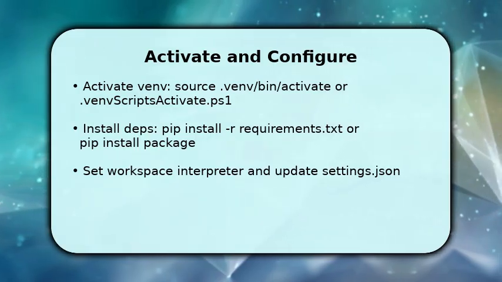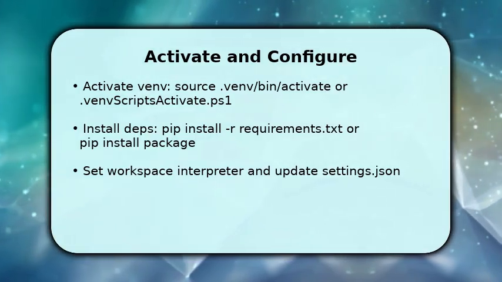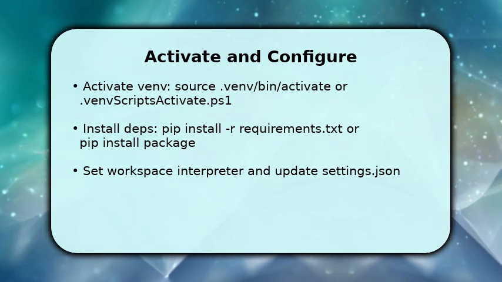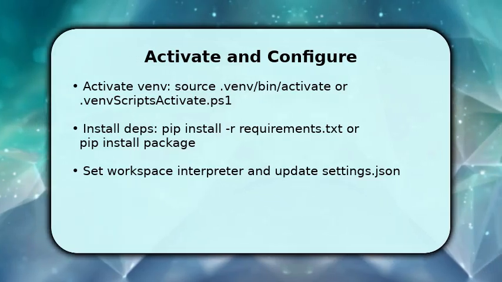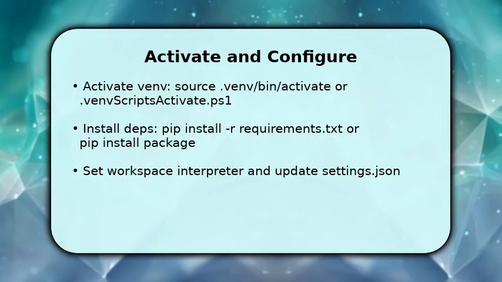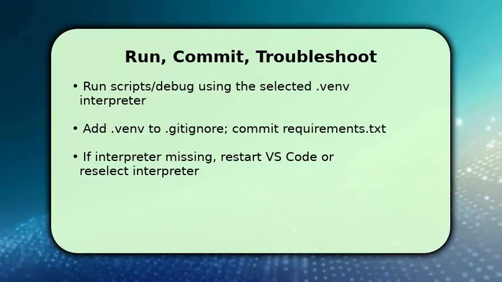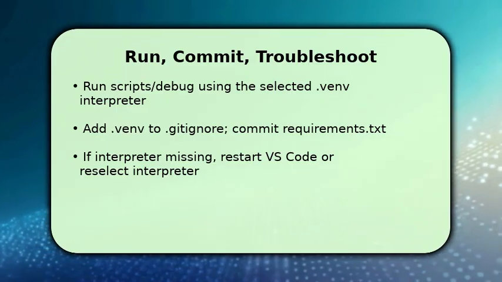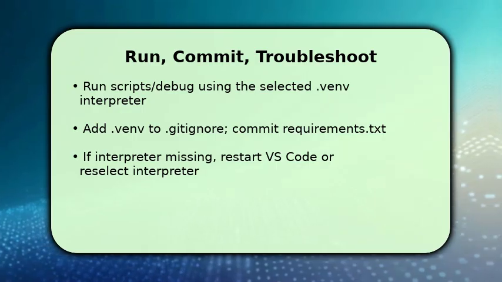Then, make VS Code remember the environment by setting the workspace Python interpreter in the status bar or adding the path to .vscode/. You finish by running your scripts and using the VS Code debugger. Confirm the run uses the venv interpreter shown in the status bar. Add venv to .gitignore and commit requirements.txt so collaborators recreate the environment without including binary files.